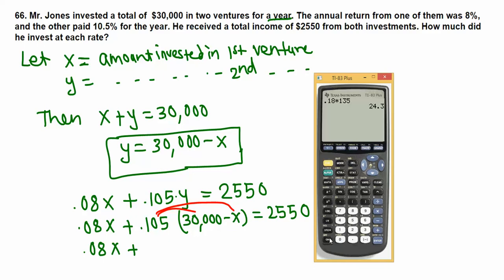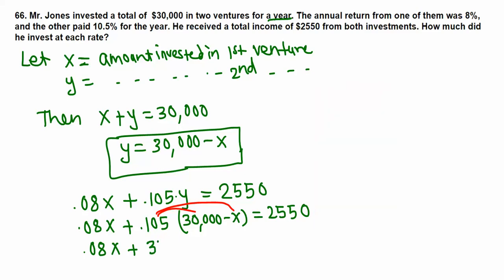So 0.08X plus, let's distribute 0.105 here. Using the calculator, 0.105 times 30,000 equals 3,150. So when we multiply, we get 3,150 minus 0.105X, equals 2,550.